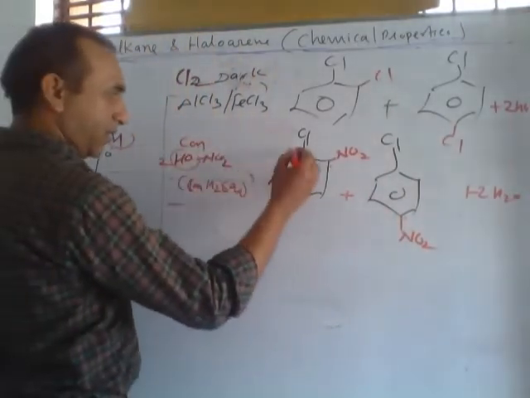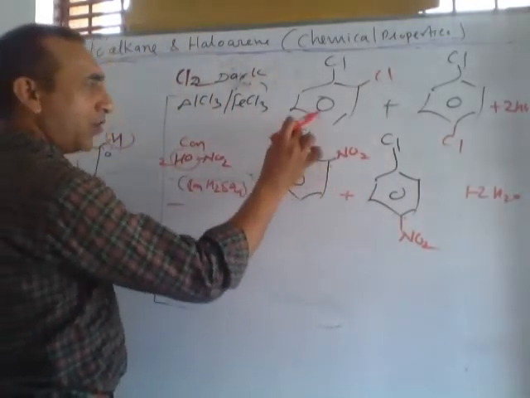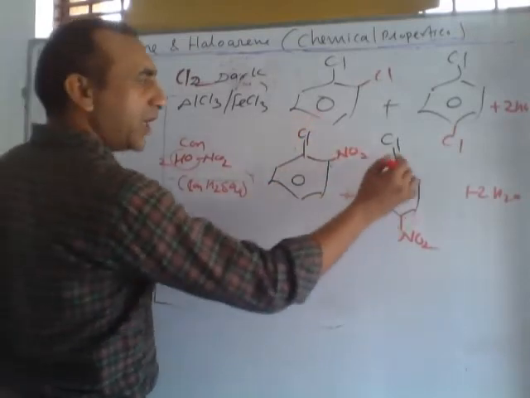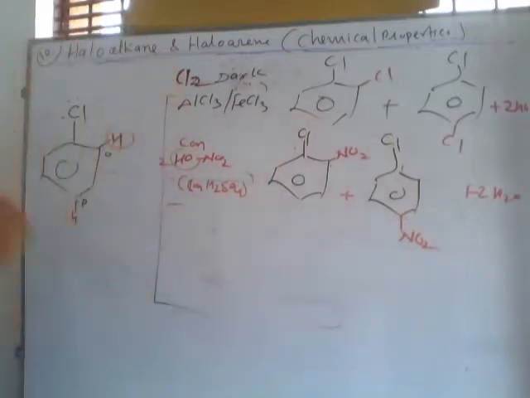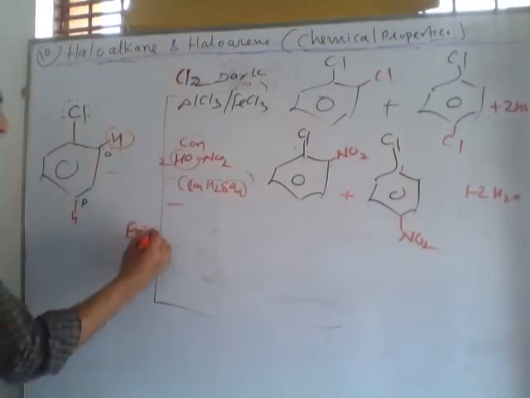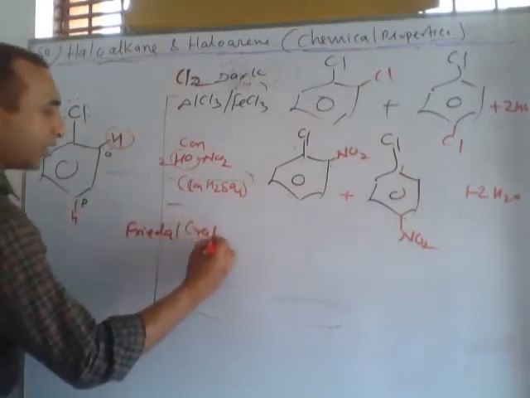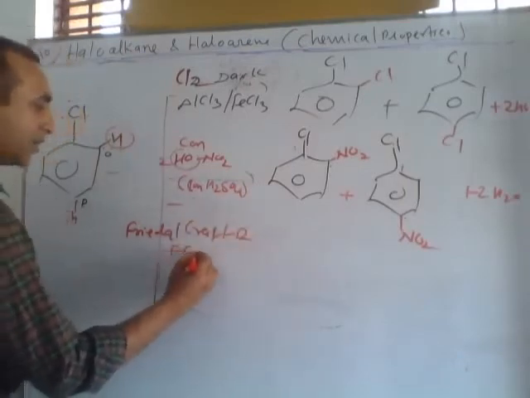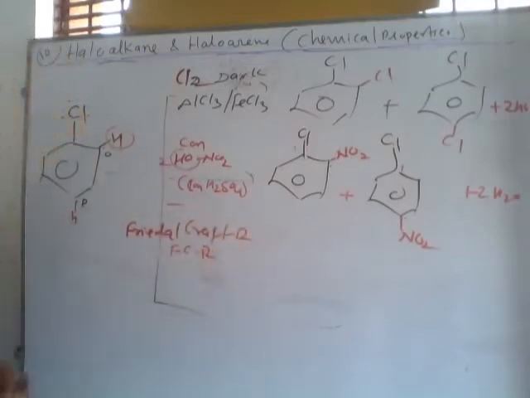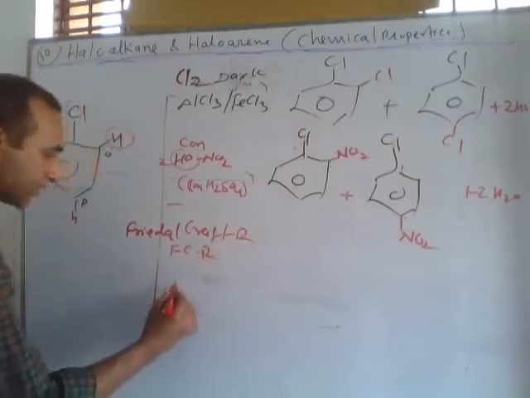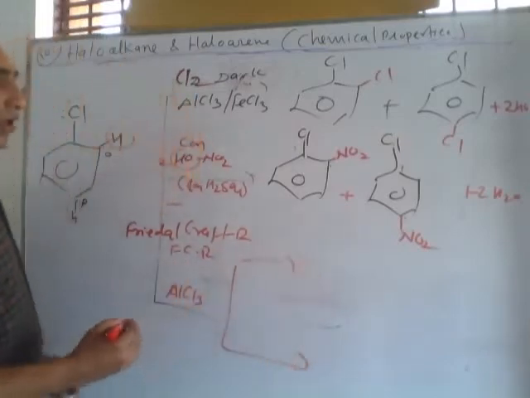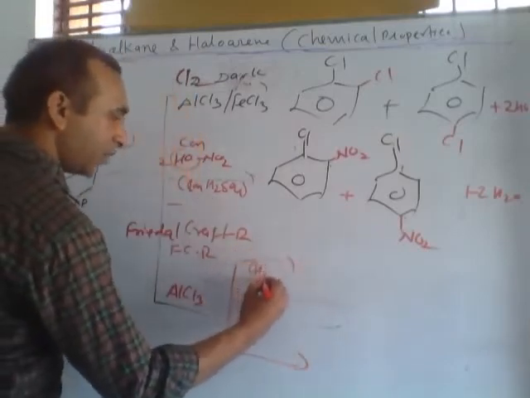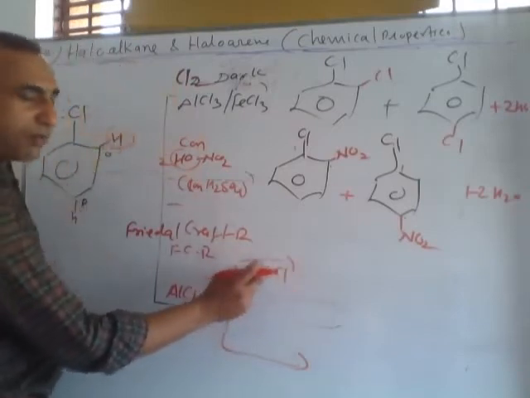First compound, according to alphabetic numbering, is 1-chloro-2-nitrobenzene. This is called 1-chloro-4-nitrobenzene. The most important reaction is the Friedel-Crafts reaction, FCR. In the Friedel-Crafts reaction, in the presence of anhydrous AlCl3, we react with any alkyl halide just like methyl chloride.